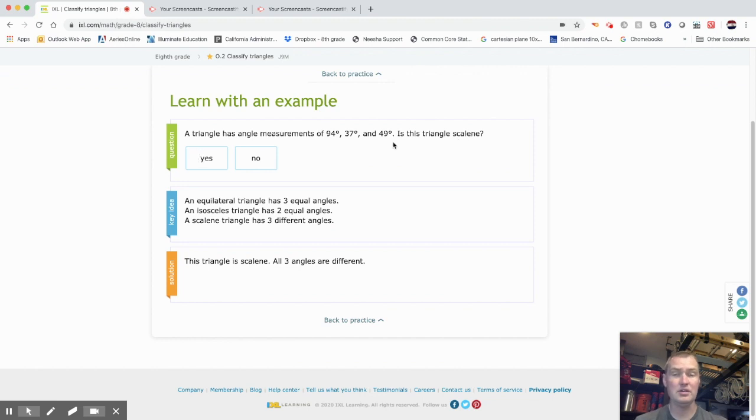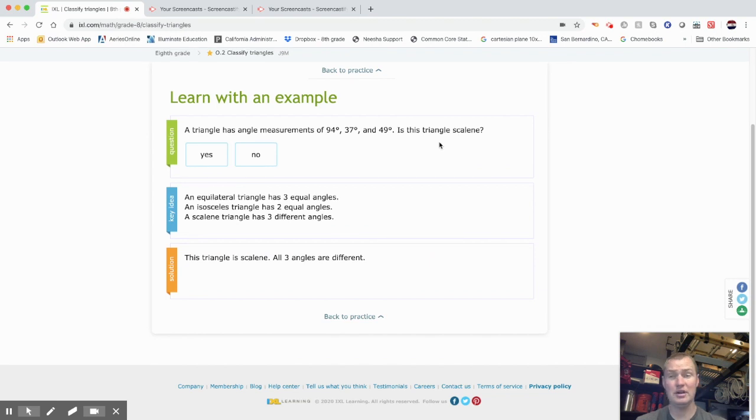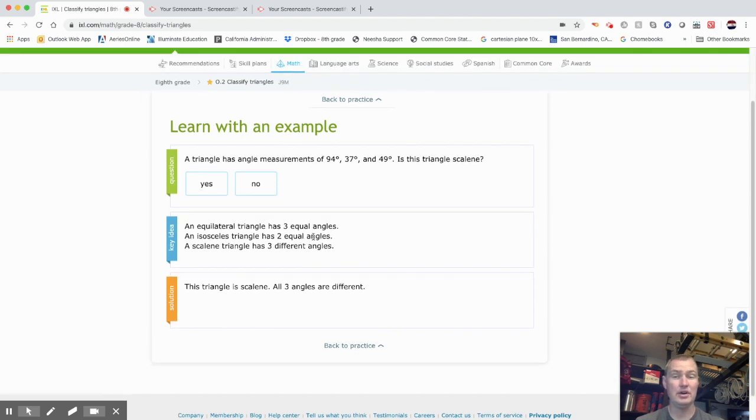A couple of vocabulary terms we need to know. An equilateral triangle has 3 equal sides, an isosceles triangle has 2 equal sides, and a scalene triangle has 3 different angles. This triangle is scalene because all 3 angles are different.